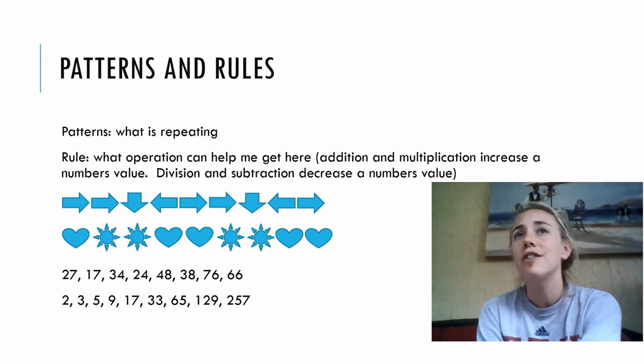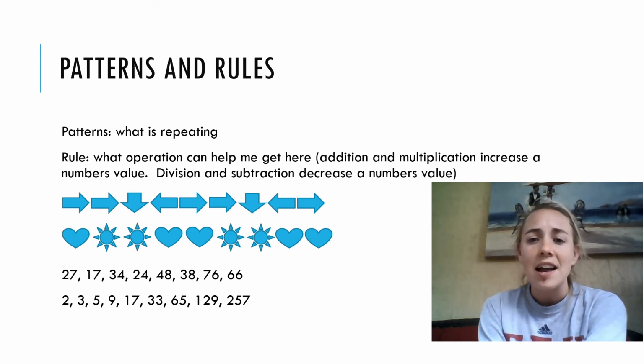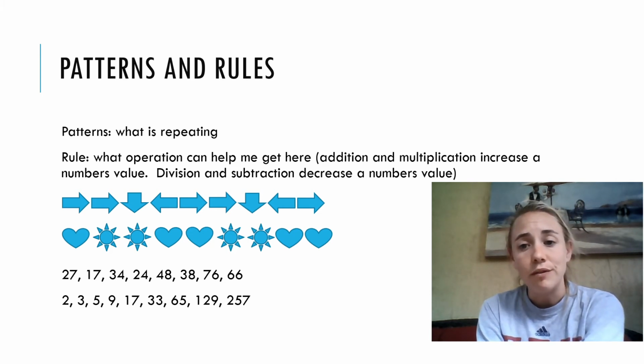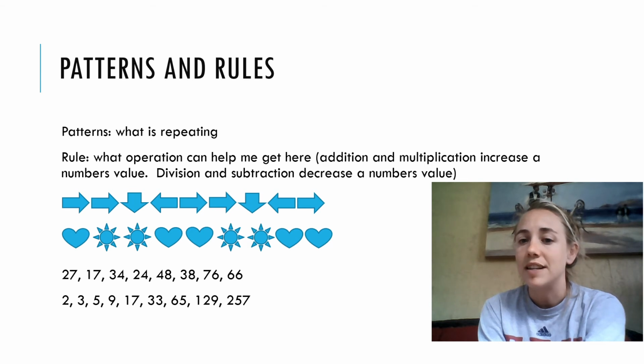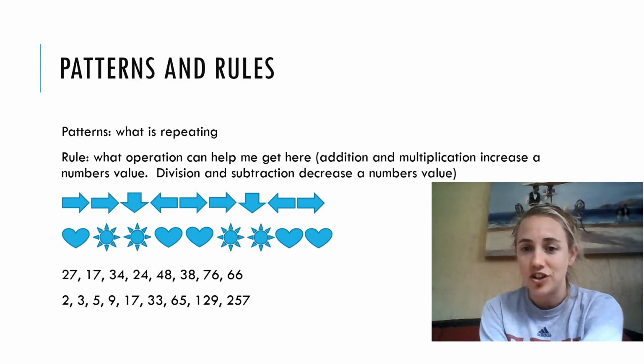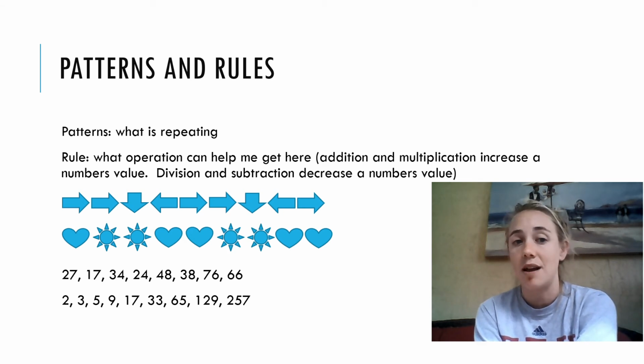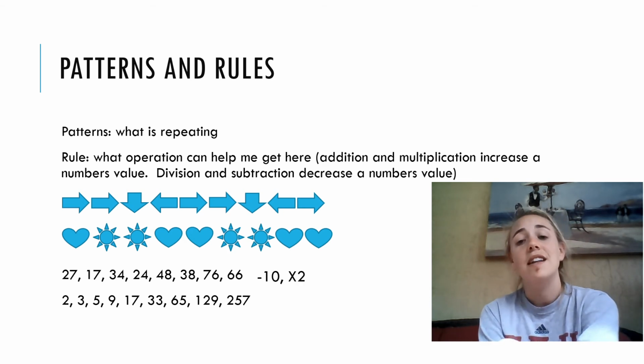And if they're increasing, I know that they are either going to be addition or multiplication. But I add 17 plus 17 to equal 34, but 24 plus 17 does not equal 48. So I know it's not going to be addition. So it has to be multiplication. And what multiplication problem helps us double things? Times 2. So I know my rule is going to be minus 10, then times 2. Let's look at that next problem.